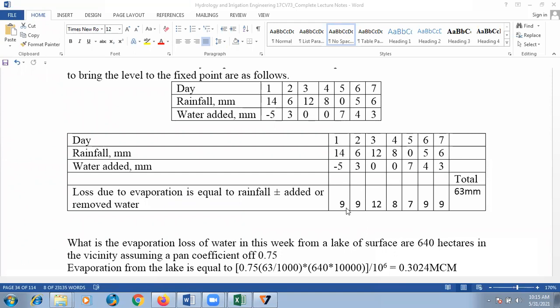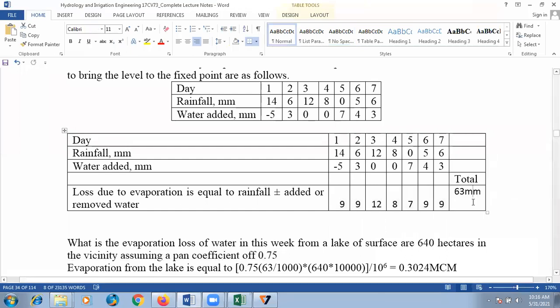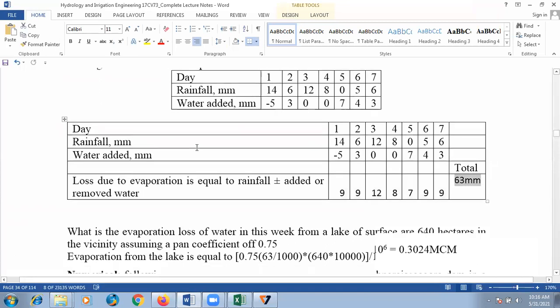14 minus 5, 9. 6 plus 3, 9. 12 plus 0, 12. 8 plus 0, 8. 0 plus 7, 7. 5 plus 4, 9. 6 plus 3, 9. For all 7 days, you add all these 7 numbers. It comes to 63 mm. The total evaporation is 63 mm.